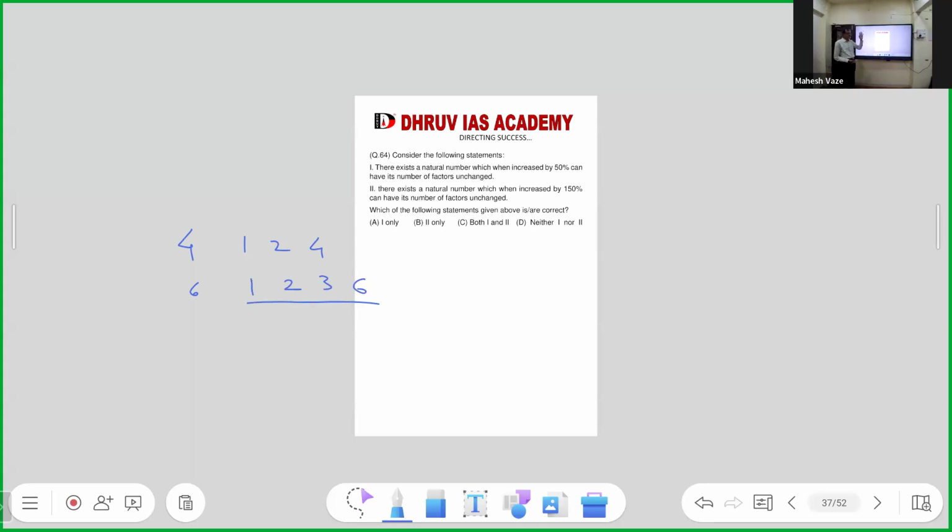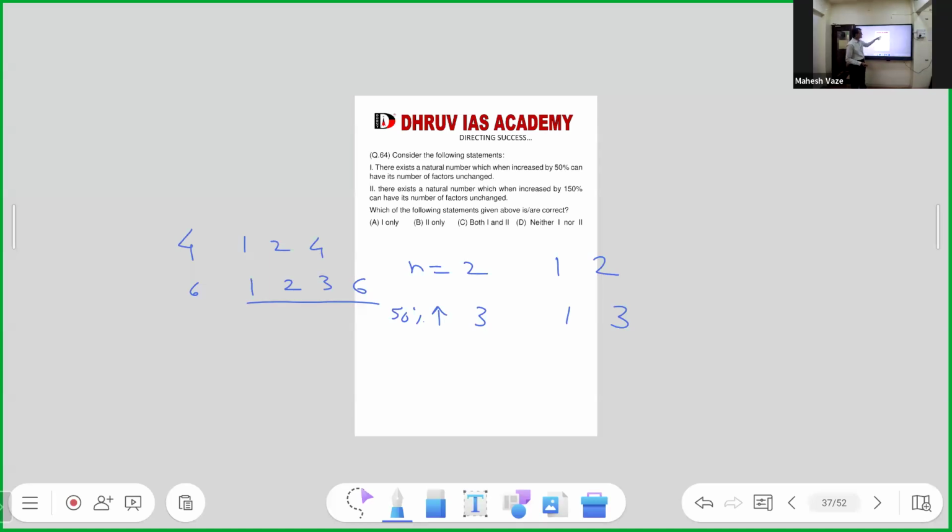But now if you consider a natural number n equal to 2, its factors are 1 and 2. So the number of factors is 2. Then if you increase it by 50%, meaning half of it is added, the number becomes 3. The factors are 1 and 3. So that means the first statement is correct.